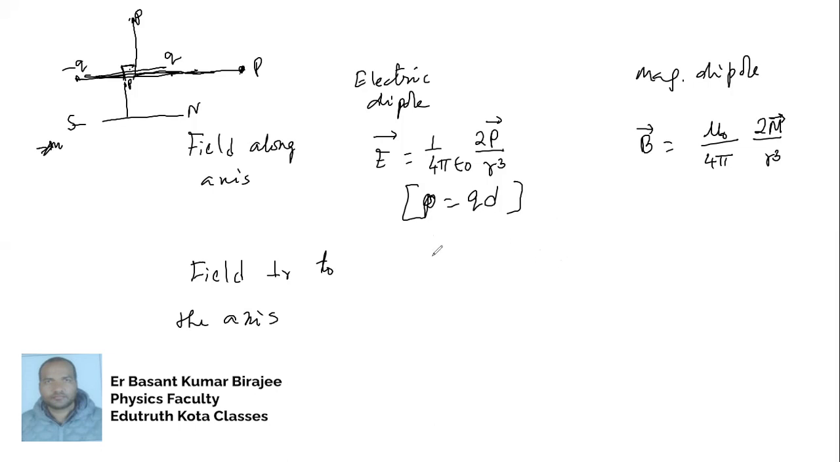Then you have here a formula, E equal to minus p by 4 pi epsilon naught r cube. The meaning of this negative sign is that the direction of E is opposite to the direction of the dipole moment. And in a similar way, here also we have B equal to mu naught by 4 pi, m by r cube.